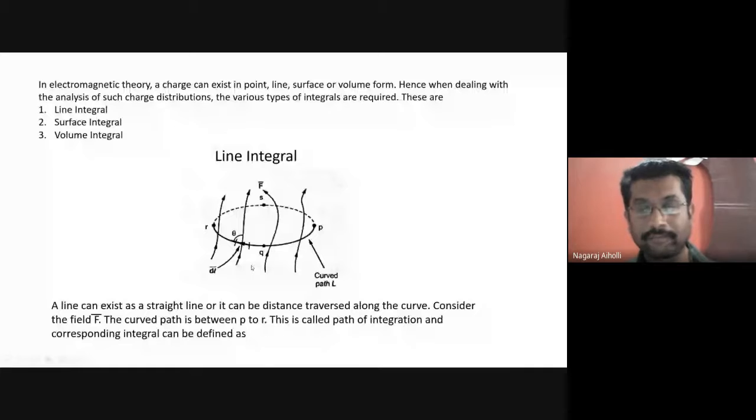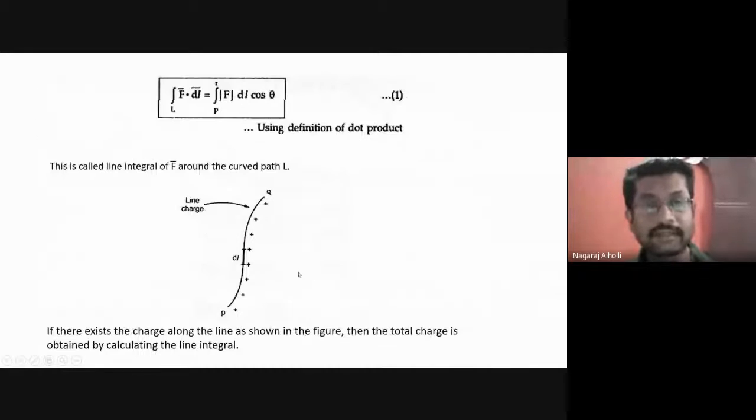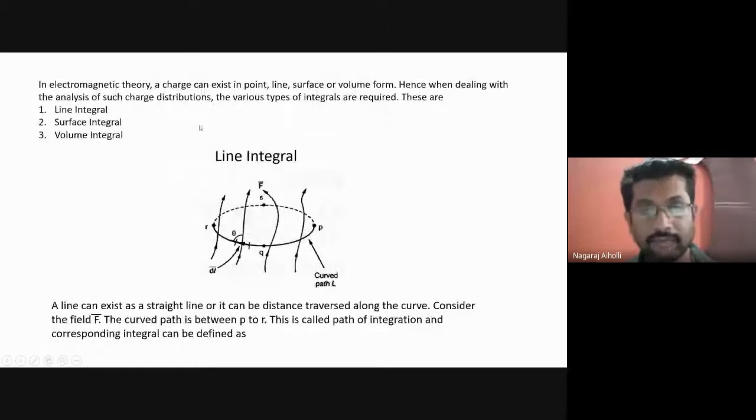Let us consider the field F bar. There is a flux flowing through the surface here, the field F bar. The curved path is between P and R. This is our curved path, and it is nothing but our path of integration. We are integrating from P to R. This is called the path of integration, and the required integral is defined as follows. That is the line integral: what we are integrating here is F bar with respect to the elemental length.